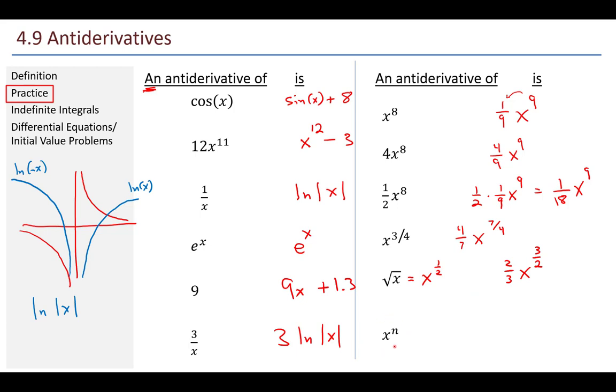x to the n. Anytime I have x to a power, in general, what does the antiderivative look like? I'm going to lift that exponent by 1, x to the n plus 1, and multiply in front by the reciprocal of that new exponent. And you can confirm by taking the derivative that n plus 1 will come out front, give me a 1, and I'm left with x to the n. All right, moving on.